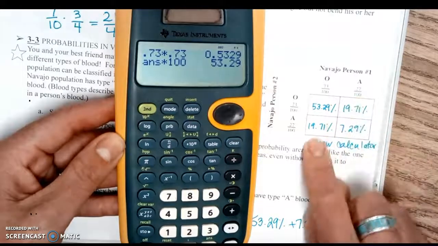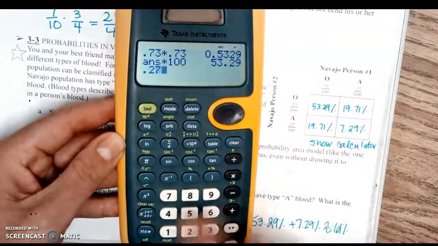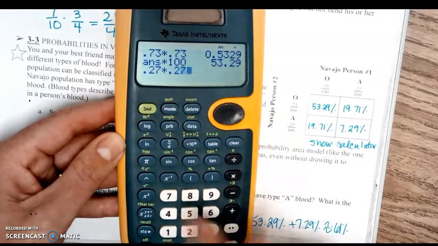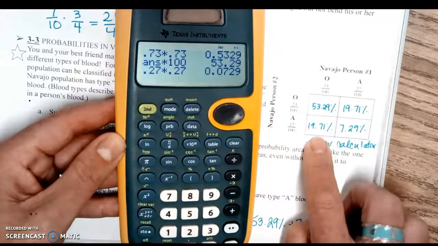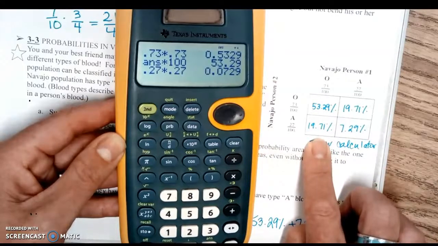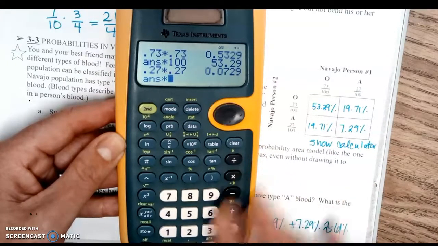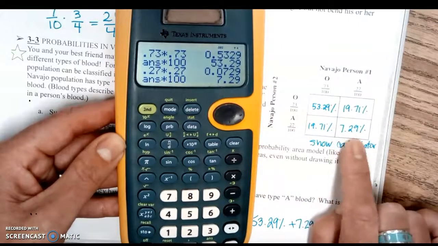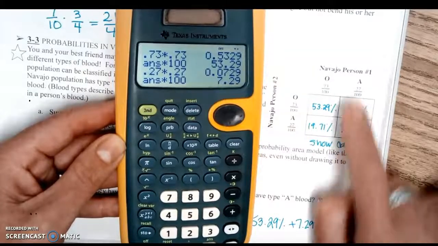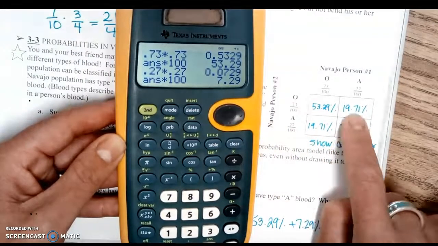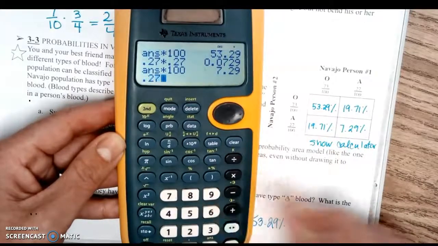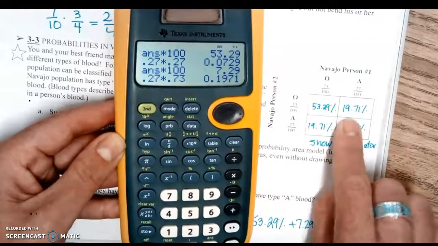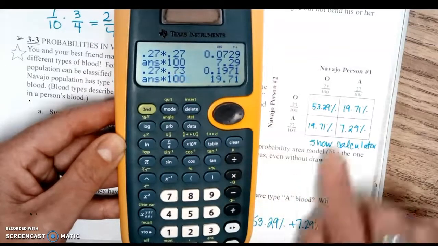So for this box and this box, you're going to multiply 0.27 times 0.27. Then you have to multiply that by 100. I did that box. That gets you this box, the 0.27 times the 0.27. Now let's do this box, the 0.27 times the 0.73. Then multiply by 100. So it's 19.71.